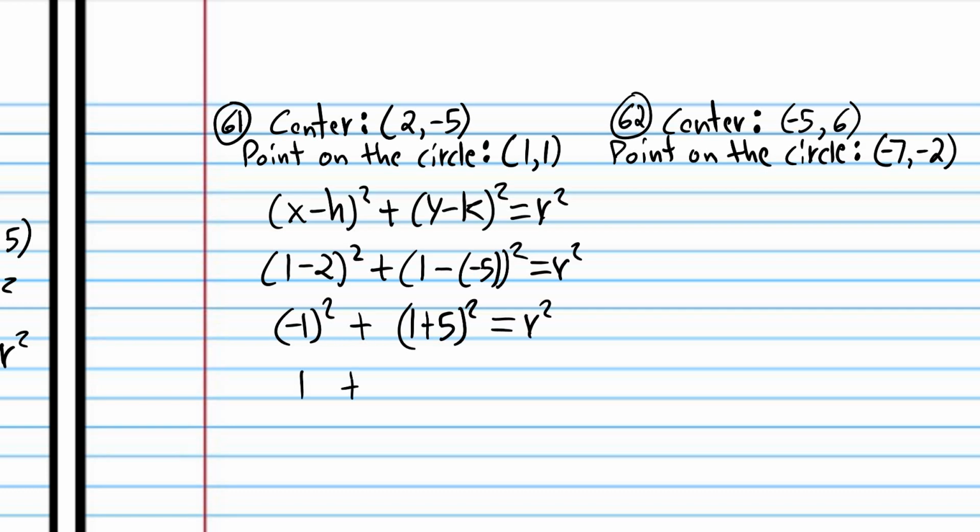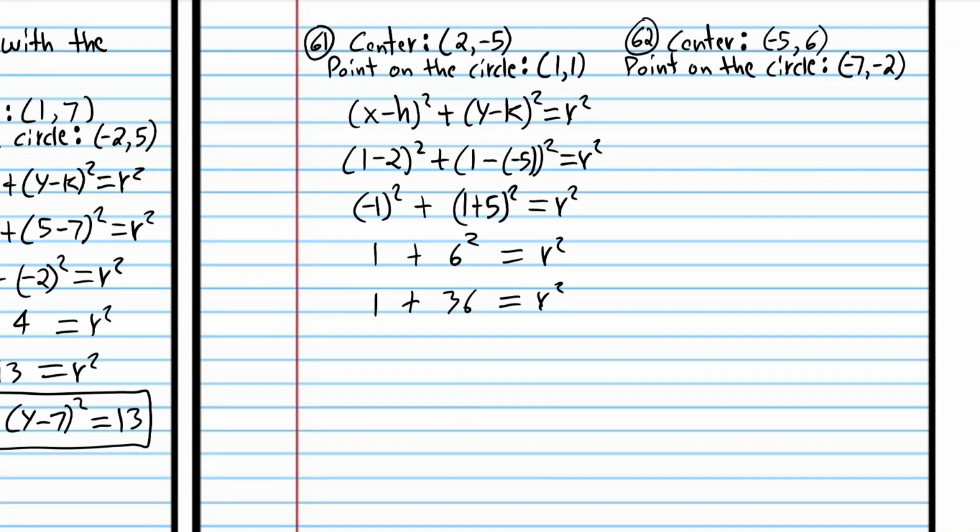Then we have 1 plus 5 squared equals r squared. 1 plus 6 squared is r squared. 1 plus 36 is r squared. So we get 37 is equal to r squared, and now we can write the equation of our circle.